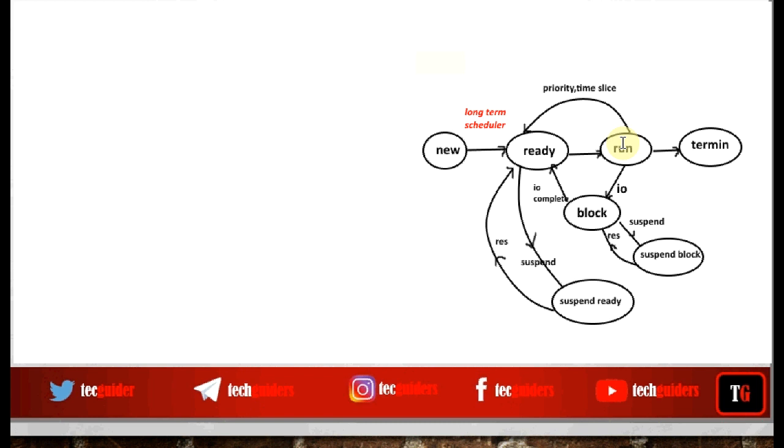Here we have a single processor, and we can allocate the processor to only one of these ready processes at a time. So among the set of ready processes, to which ready process the processor is to be allocated next, that decision is taken by a scheduler, and that scheduler is called the short-term scheduler. This is the scheduler which selects one of the ready processes to be executed next and to which the processor will be allocated. And it is called the short-term scheduler because here the decision has to be taken very frequently.